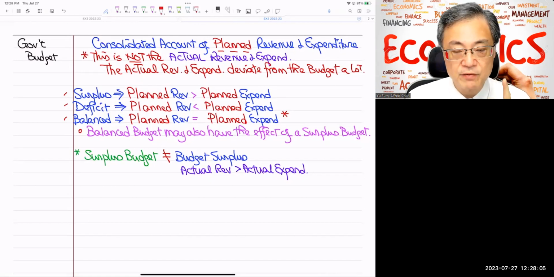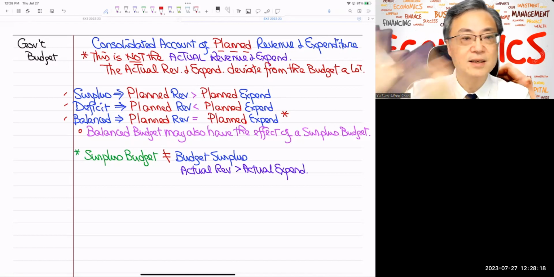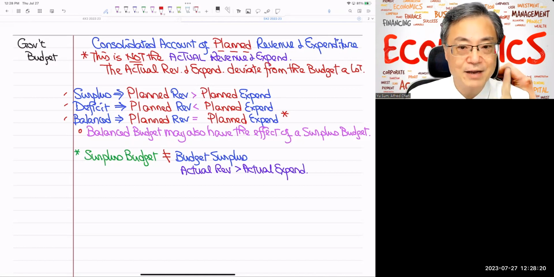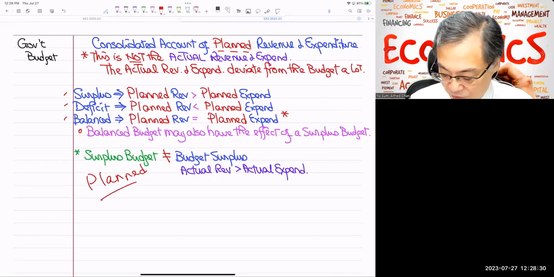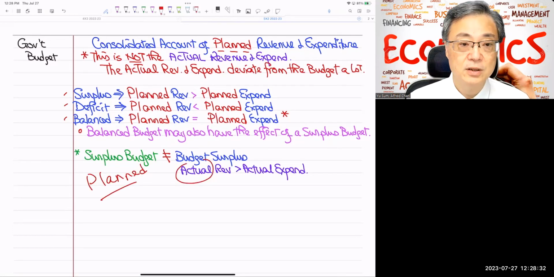Now, finally, be very careful. Budget surplus means your actual revenue, the money you indeed received by the government, is greater than the actual expenditure. It's never equal to surplus budget. Surplus budget means your planned. This one is the actual. So don't get these two confused, and never use it wrong. Be very careful.